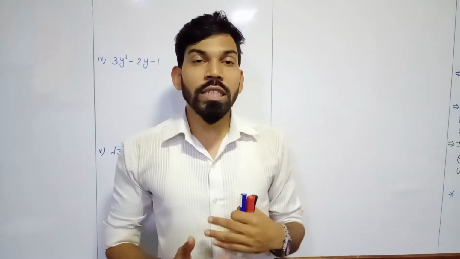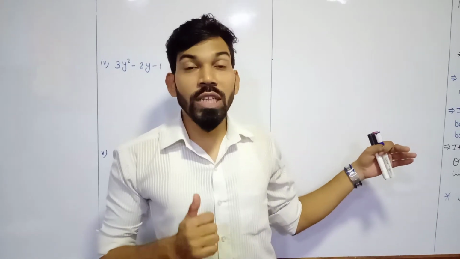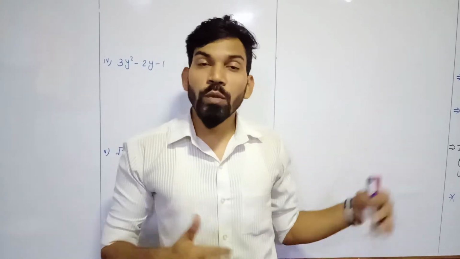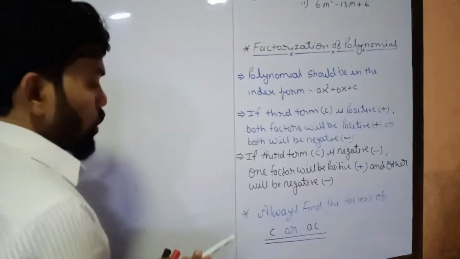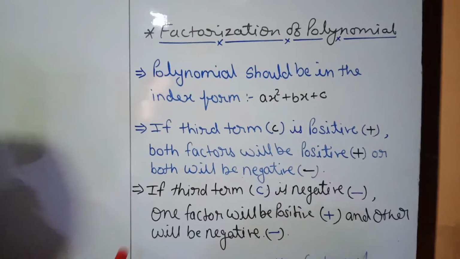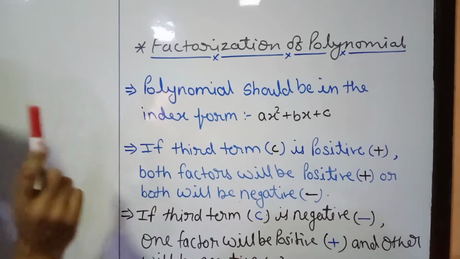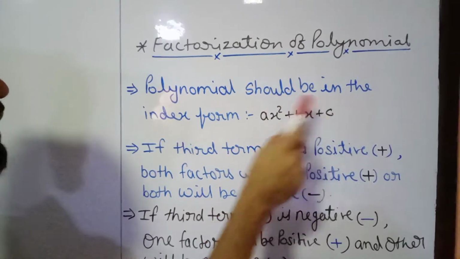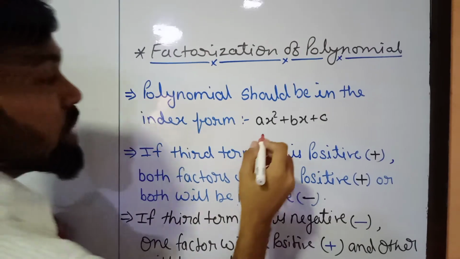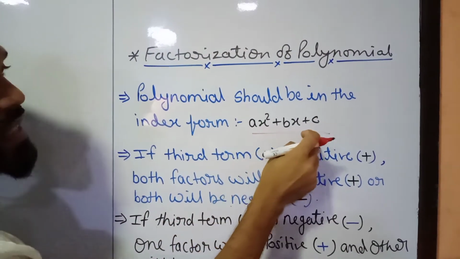Before starting practice set 3.6, let's see a few rules that we have to remember and keep in our mind before solving the factorization of the polynomial. You can see, factorization of polynomial. First point we have to remember: the polynomial should be in the index form. Means you can see like ax square plus bx plus c.